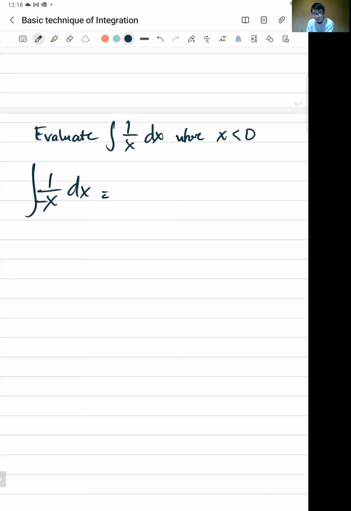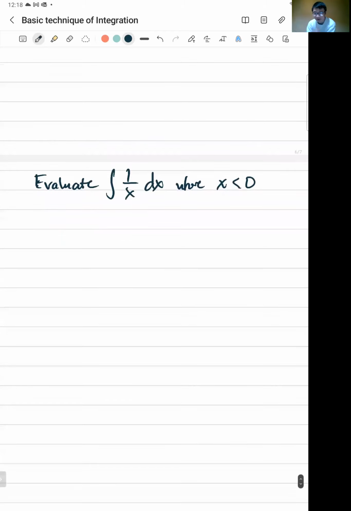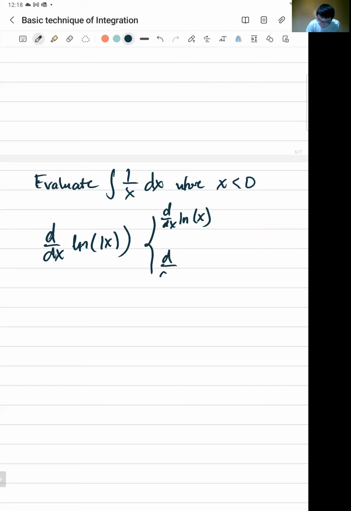Okay, sorry, let's forget about it. Let's imagine we're differentiating this one. Now if I'm differentiating this, there are two scenarios. Either I'm differentiating as x is positive, or I'm differentiating as x is negative, so it should be negative x. So what do I get?